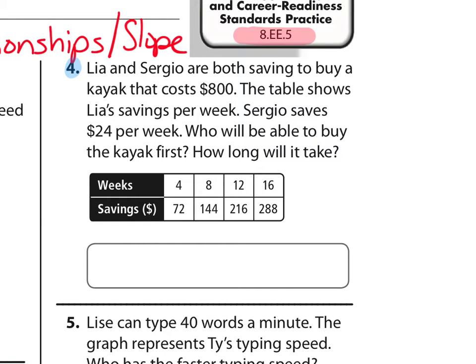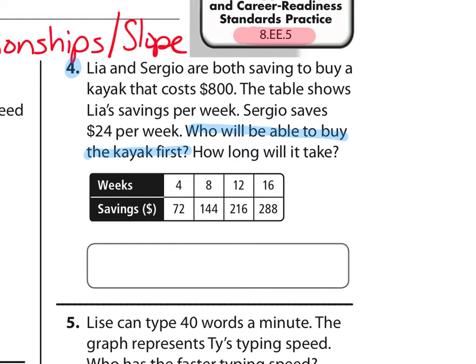Number 4, Leah and Sergio are both saving to buy a kayak that costs $800. The table shows Leah's savings per week. Sergio saves $24 per week. Who will be able to buy the kayak first? And then how long will it take? So, who will buy the kayak first?